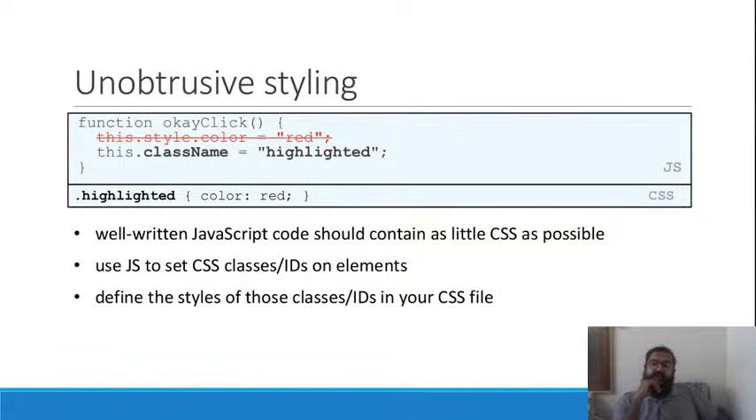Okay, but when you are going to change the style, you should actually do it by accessing as little CSS as possible. Well written JavaScript code should contain as little CSS as possible, and for that reason you can use, let's say, this dot class name, and you can assign highlighted. So when you click, the class name is assigned a particular value and the CSS is defined at a different place. So use JavaScript to set CSS classes or IDs on elements and define the styles of those classes or IDs in your CSS file.